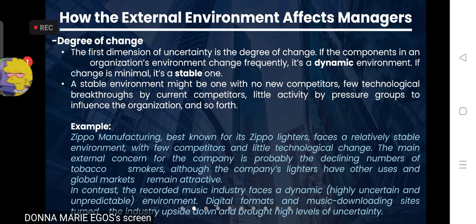So like in this case, the environment of this business, with digital formats and music downloading sites, is unpredictable, which is one of the reasons why the degree of change is dynamic. So the degree of change overall focuses on a stable or dynamic environment, in which if it is predictable, the environment is stable, or if it is unpredictable, the environment is dynamic. So next.